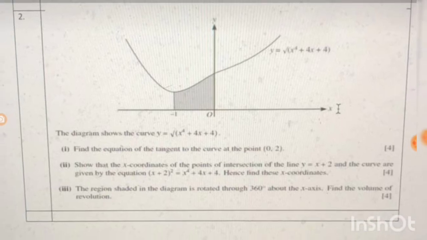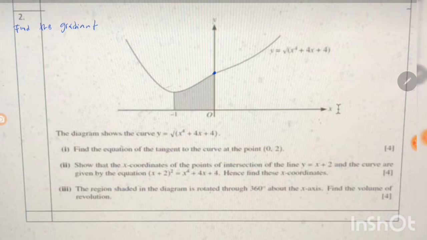Okay, so first of all, we find the equation of the tangent to the curve at the point (0, 2). When x equals 0, then y equals 2. It means we find the tangent here, right? Remember, when you need to find the tangent line, you find the gradient first. Find the gradient by the derivative of y.